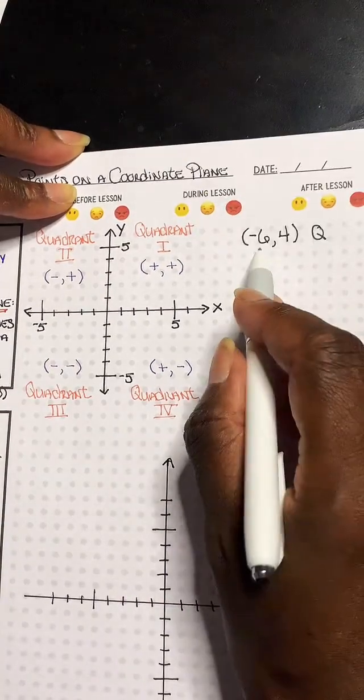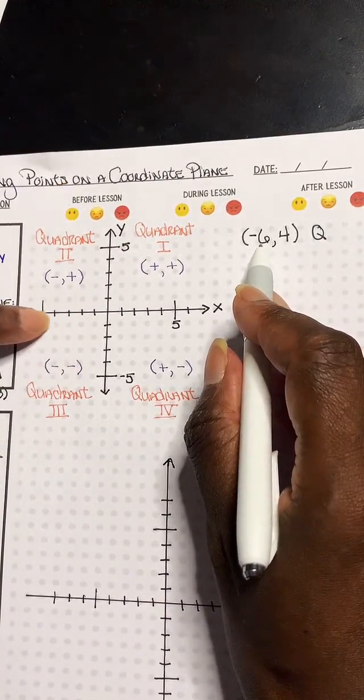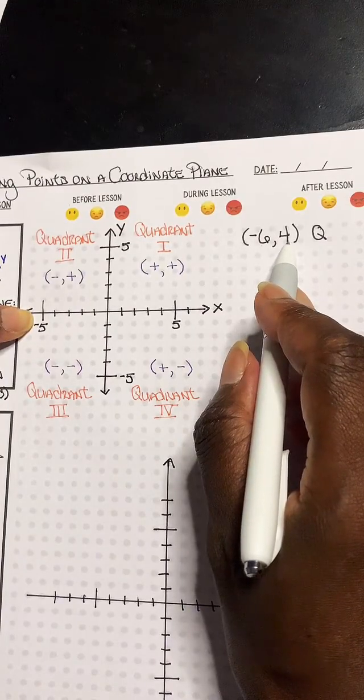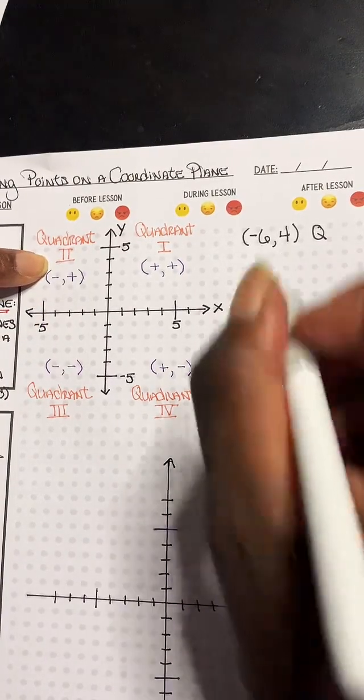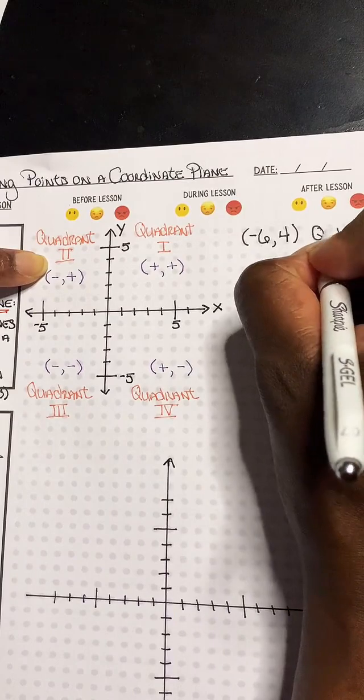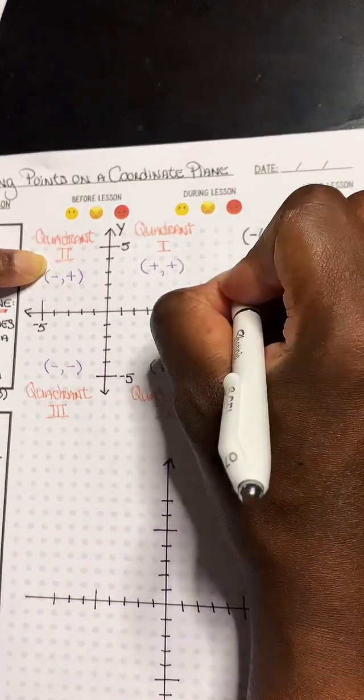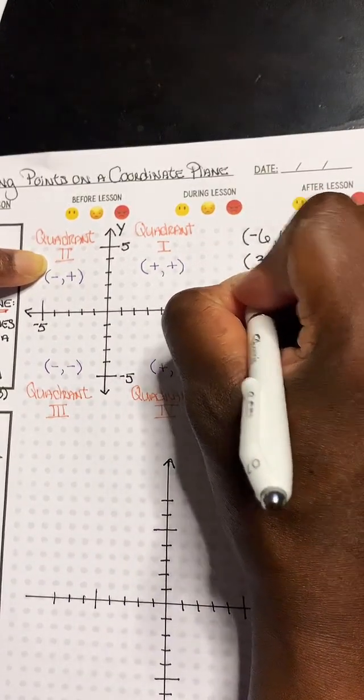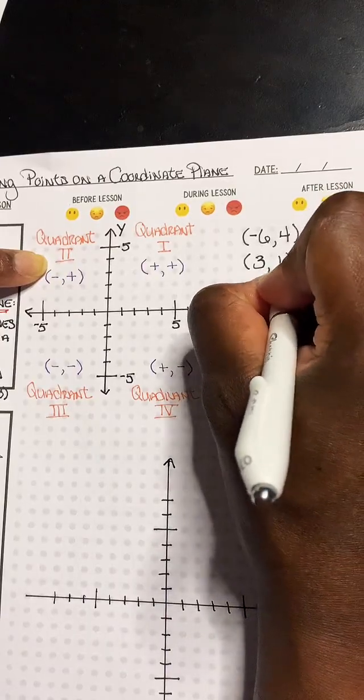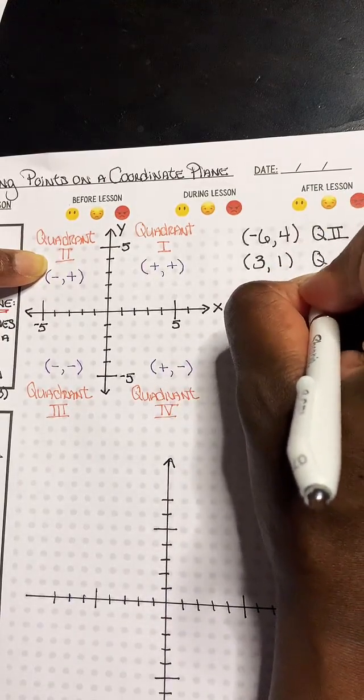Okay. So -6, that means my x is negative. +4, that means my y is positive. So that is going to be in quadrant 2. If I said 3 and 1, what quadrant are we talking about?